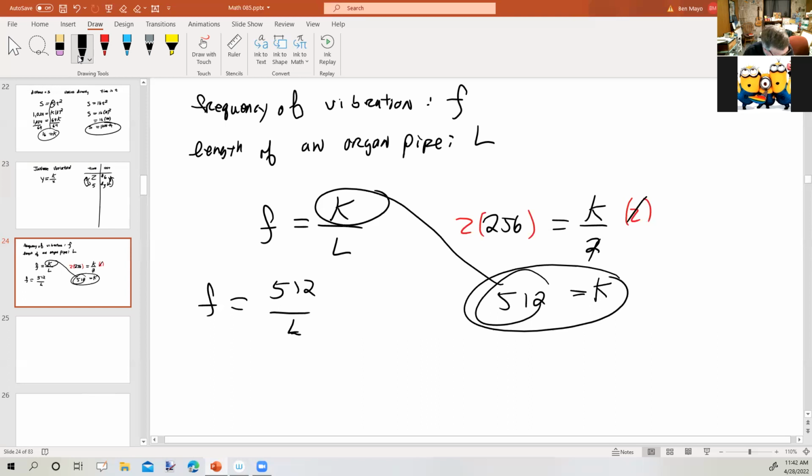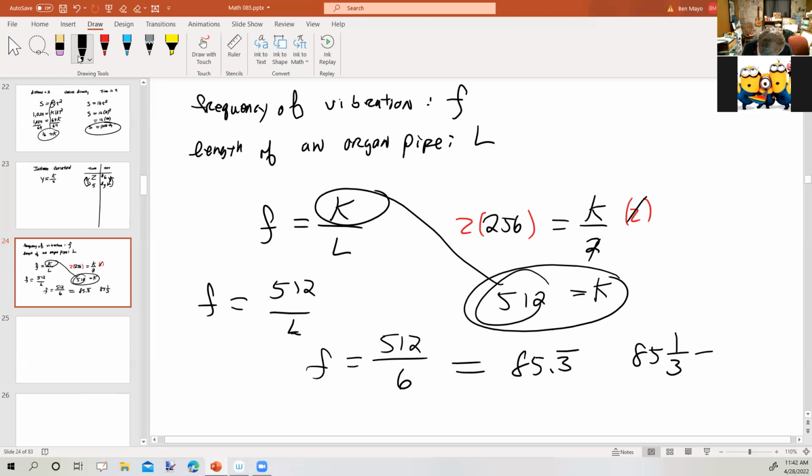It says, how many times per second will a 6-foot pipe vibrate? So the length is 6 feet. If we take 512 divided by 6, we get 85.3 repeating, which would be 85 1/3 times.